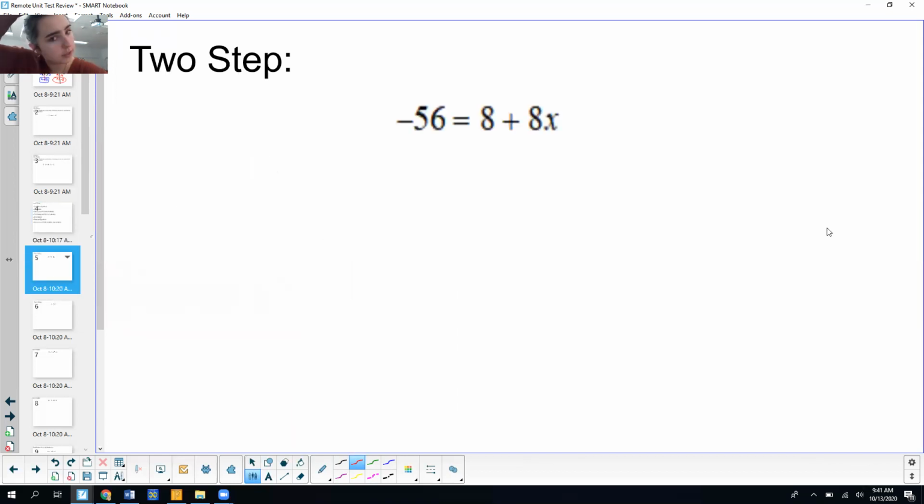So as far as two-step equations go, this is something that you will see on your test. This is what we did in week 1. So this should be the easiest thing that's on your test, hopefully. But just in case, I'm going to go ahead and grab my highlighter and explain it to you guys.